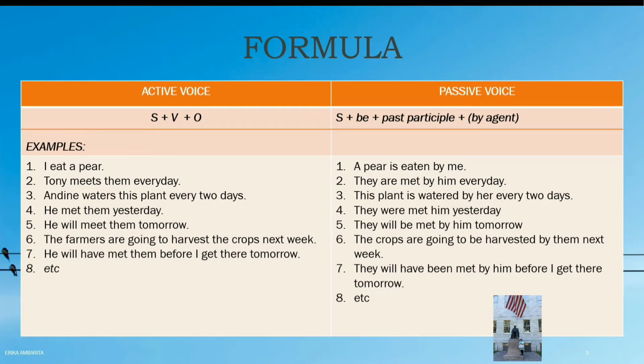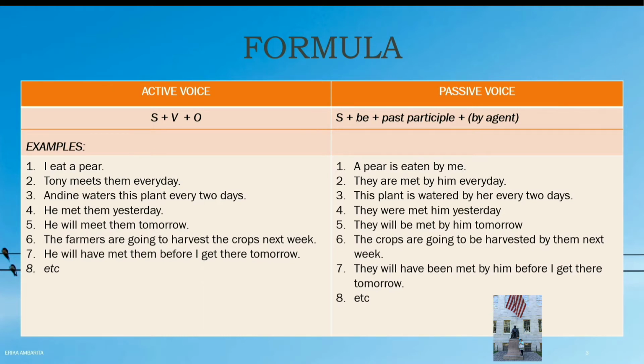Number 2. Tony meets them every day. They are met by him every day. Number 3. Andin waters his plant every 2 days. This plant is watered by her every 2 days.